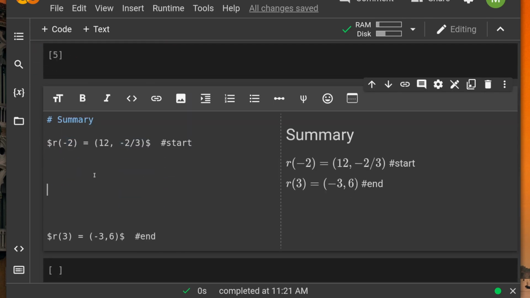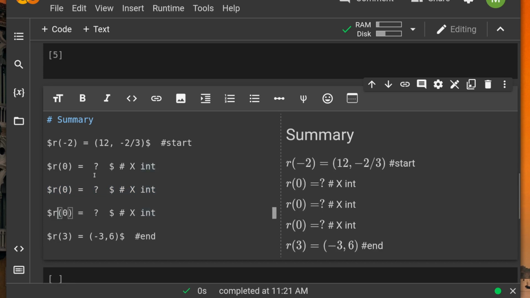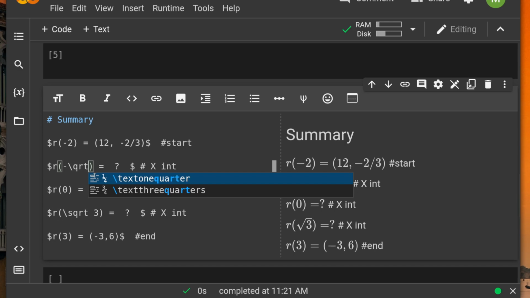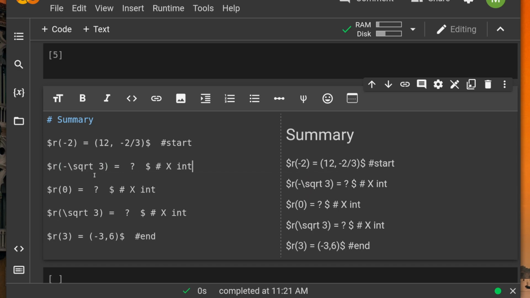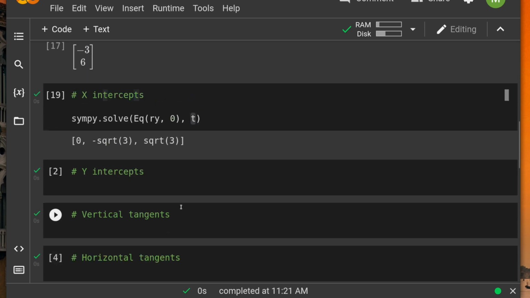Let's add this. So where the parameter is equal to 0, we don't know what the coordinates are yet, but this is an x-intercept. And on either side, at plus square root of 3, we've got another x-intercept, and at minus square root of 3, we've got another x-intercept. For the moment, I'm just going to put off working out the coordinates of these points.